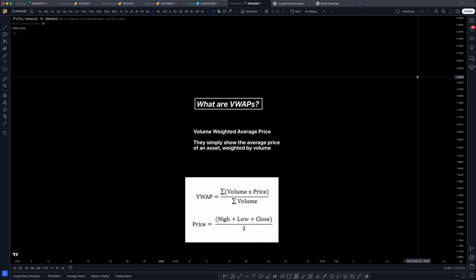Today I'm going to be breaking down VWAPs. I'm going to be covering what a VWAP is, the different types of VWAPs, how I utilize VWAPs, and I'll be going over the VWAP suite that I created for TradingView, to kind of streamline your experience when using VWAPs.